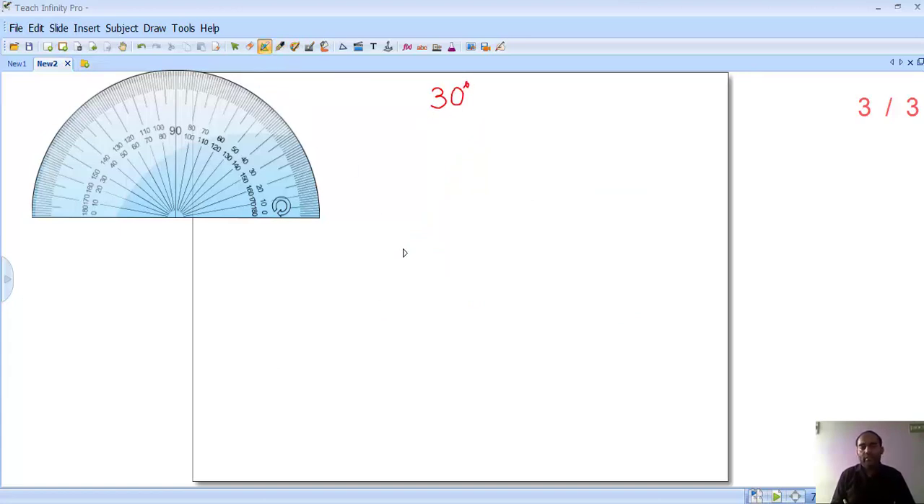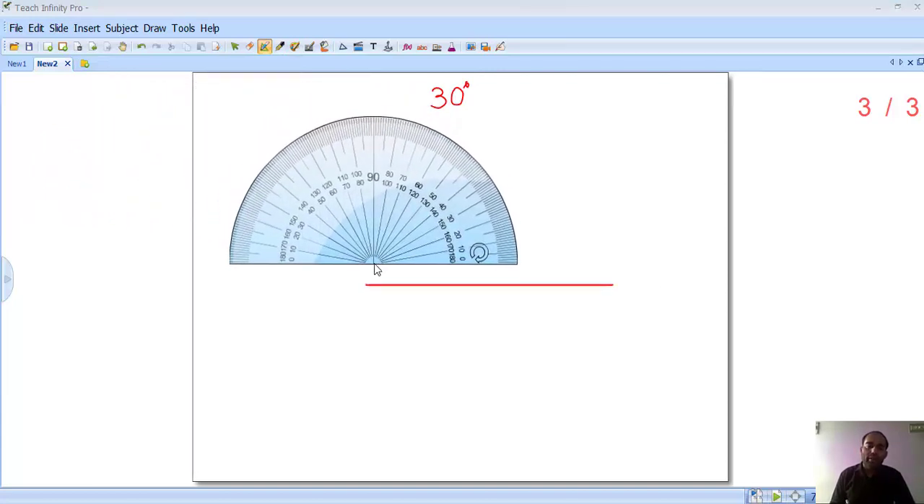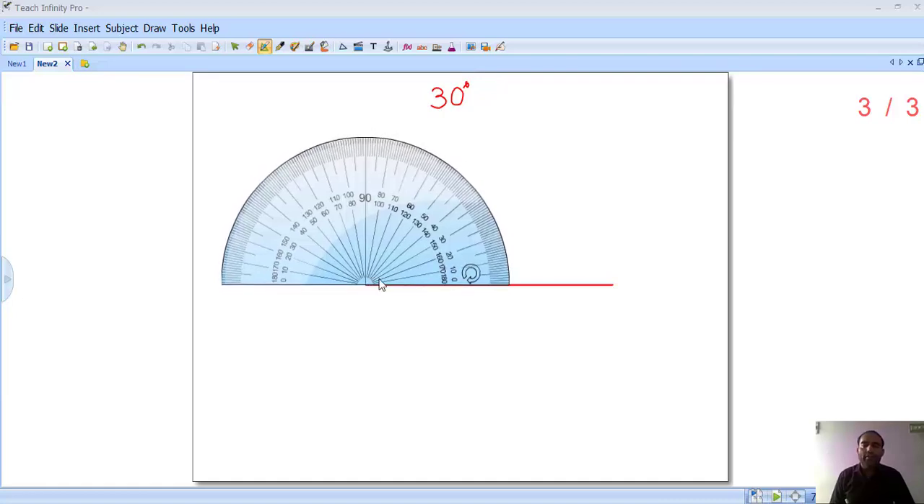What is the first step? The first step is to draw one line. Okay, one line has been drawn. Second step, take your protractor and put the midpoint of the protractor on one end of the line, and the zero line should be overlapping with the line. Now the zero line is overlapping with the line. Which one is the third step? You have to decide which zero you are going to use, zero 1 or zero 2. The line is on the right hand side, so we are going to use the right hand side zero.